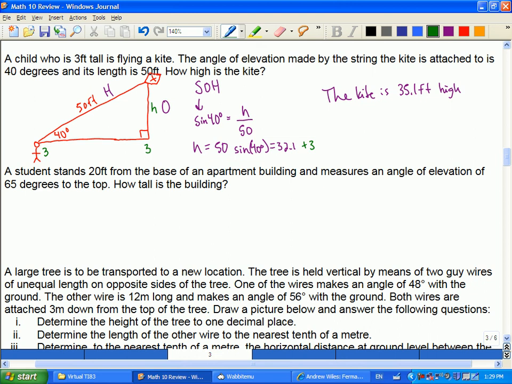Okay, see if you can do the next one here. This one may be a little more straightforward because you don't need to worry about how high up the kite is being held. A student stands 20 feet from the base of an apartment building and measures the angle of elevation of 65 degrees to the top. How tall is the building? All right, so you got an apartment building here.